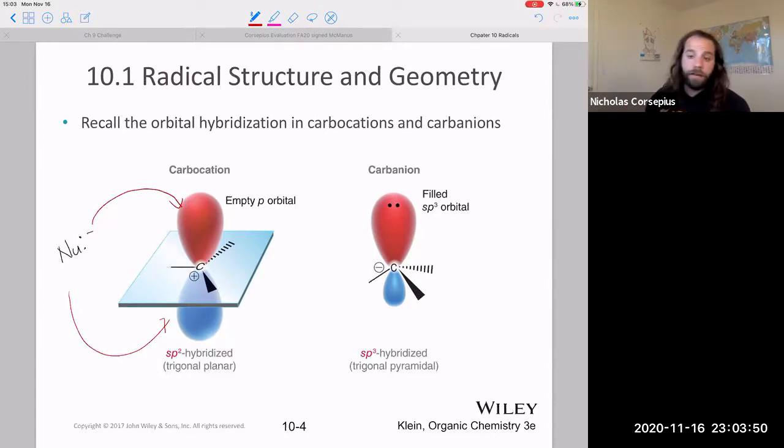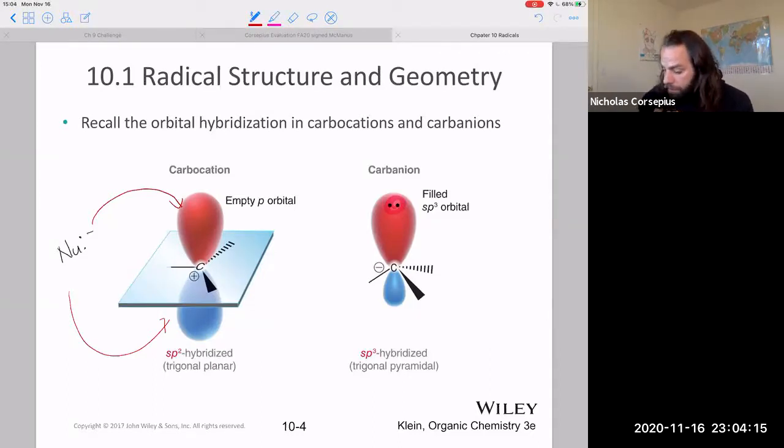The carbanion, on the other hand, has a non-symmetrical geometry. You're not looking at it the same from both sides. It's not flat. It's actually trigonal pyramidal because that pair of electrons is actually occupying that p orbital. So that gives it that sp3 hybridized geometry. Okay.